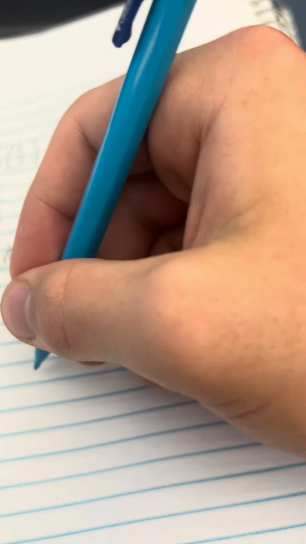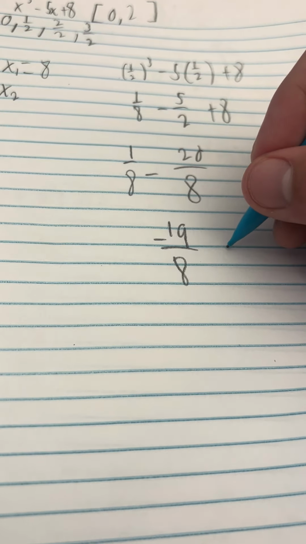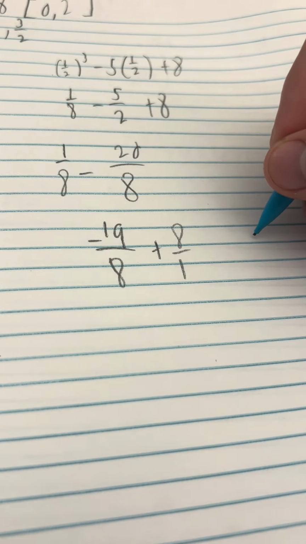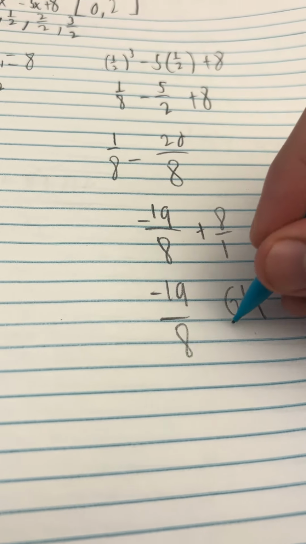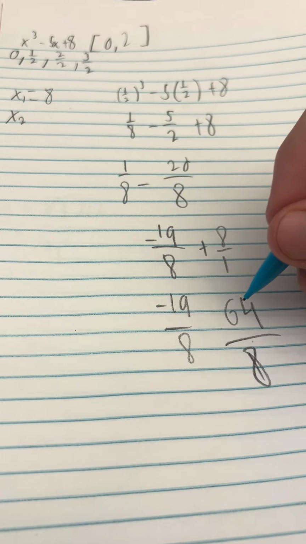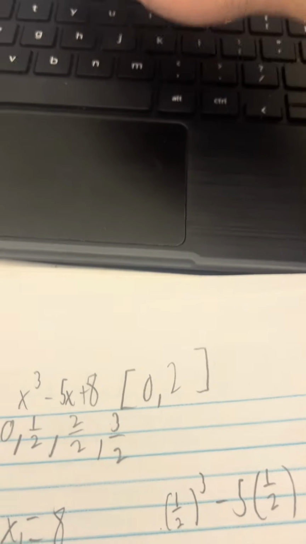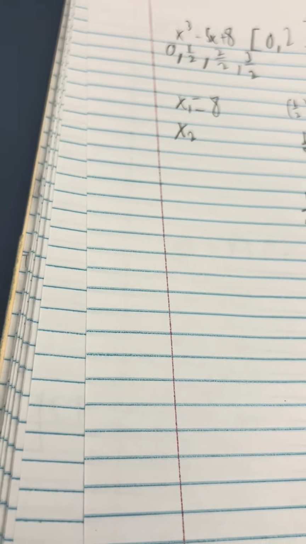19/8. Then you have to add the 8, so plus 8/1, so you have to multiply that by 8, that's 64. So negative 19/8 plus 64 over 8, and then that's just 64 minus 19, so 45/8. All right, so f of 2 equals 45/8. The next one should be easier because it's just 1.